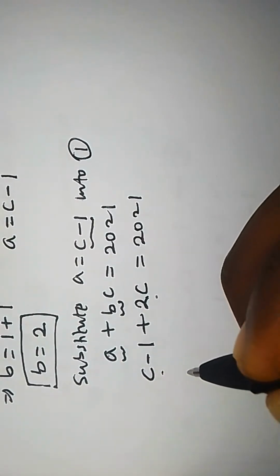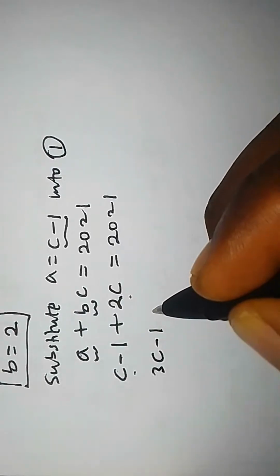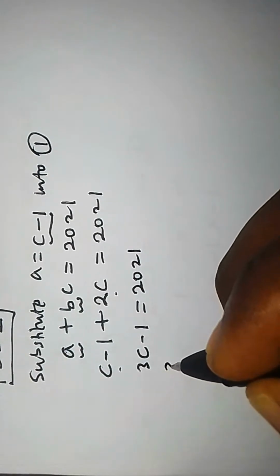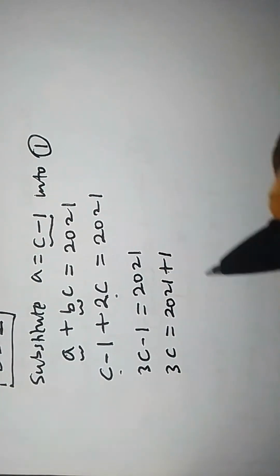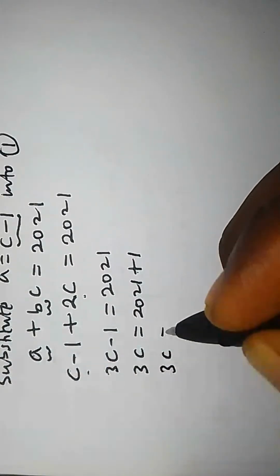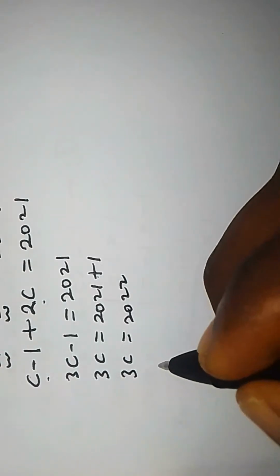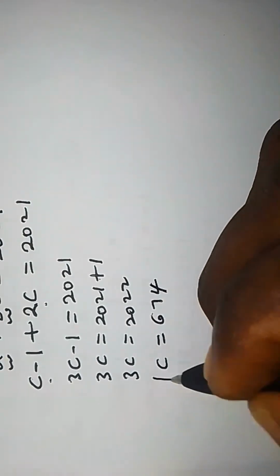C plus 2C, that is 3C, minus 1 equals 2021. 3C is equal to 2021 plus 1. 3C is equal to 2022. If you divide both sides by 3, C is equal to 674. This is the value of C.